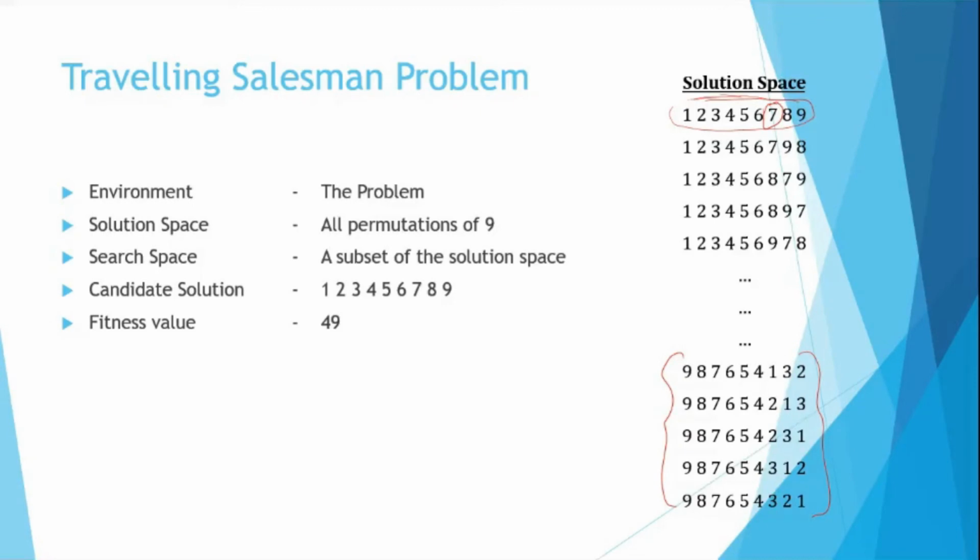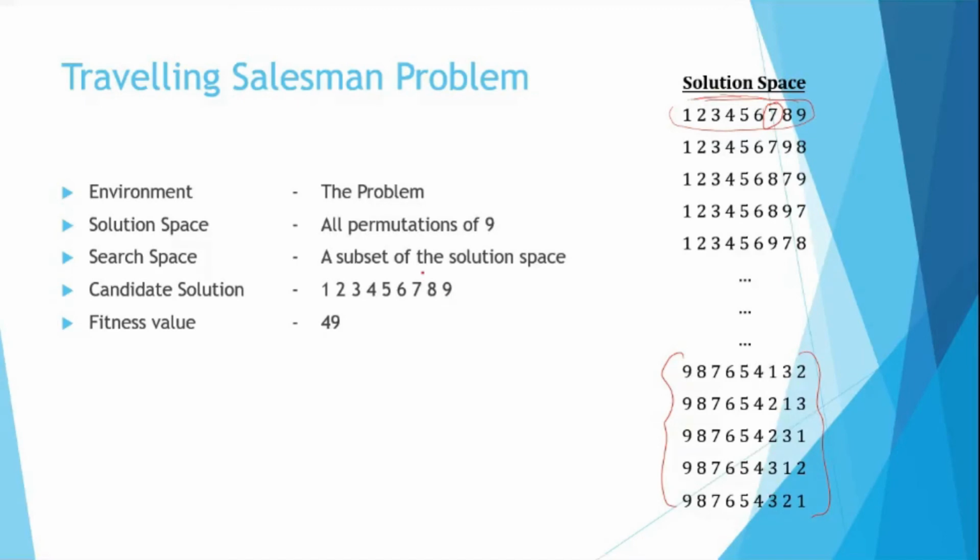This is not the only search space. There are so many search spaces like this. These 5 specific solutions can be considered as a search space, because this is a subset of the given solution space. An example of a candidate solution is also given, that is 1, 2, 3, 4, 5, 6, 7, 8, 9. This is the candidate solution that we have discussed.